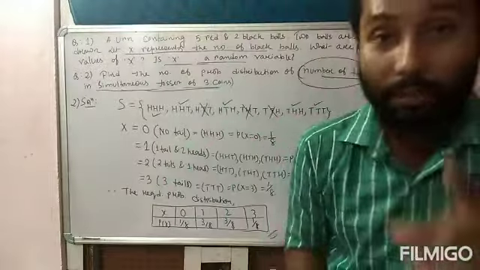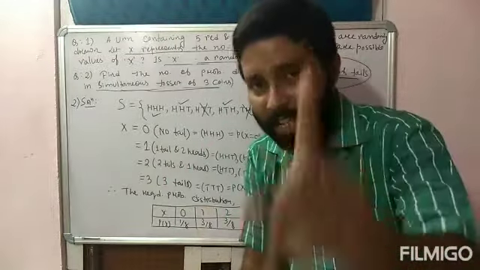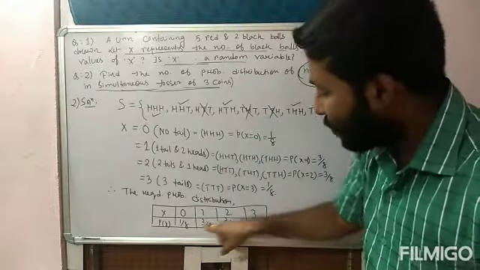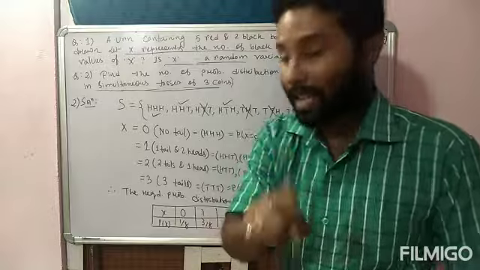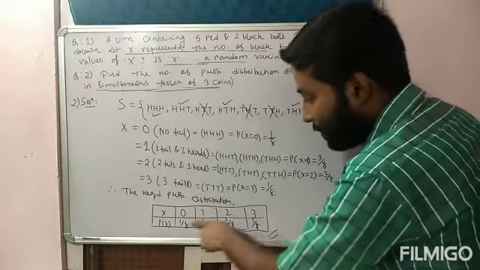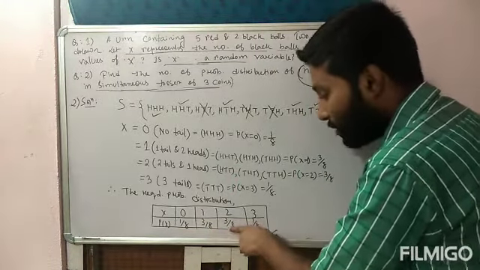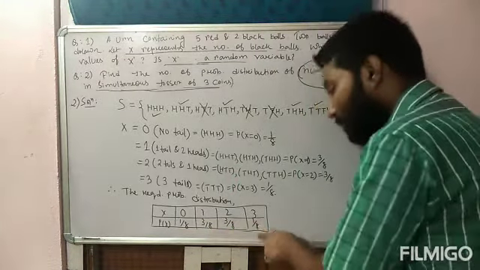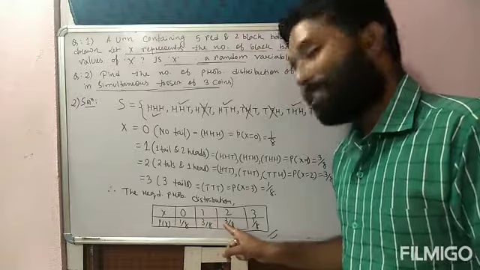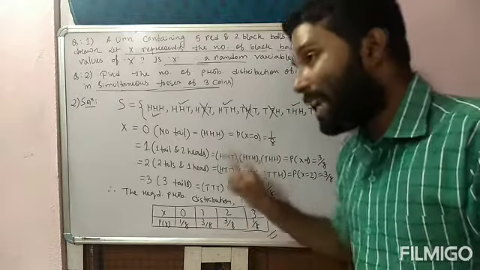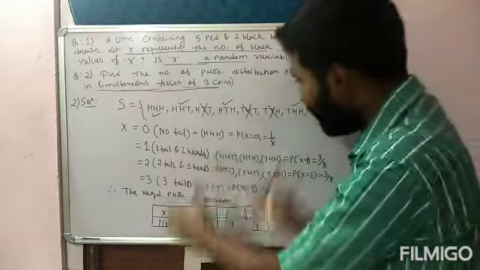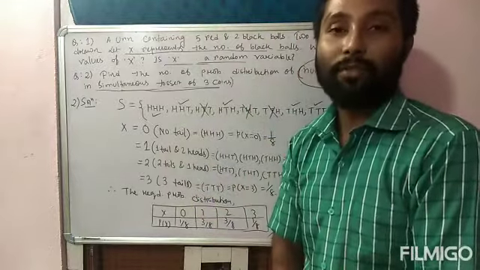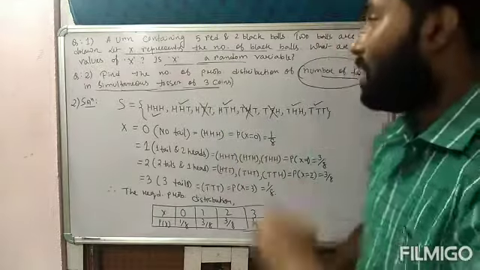If you want to check whether your answer is correct or not, just check the summation of p of x. The summation of p of x must be 1. 1 by 8 plus 3 by 8 plus 3 by 8 plus 1 by 8. If you take LCM, LCM is 8. 1 plus 3 is 4, 4 plus 3 is 7, 7 plus 1 is 8. So 8 by 8 is exactly 1. So that means your answer is correct. So this is the final solution of the second question. Okay, like this only you have to write.